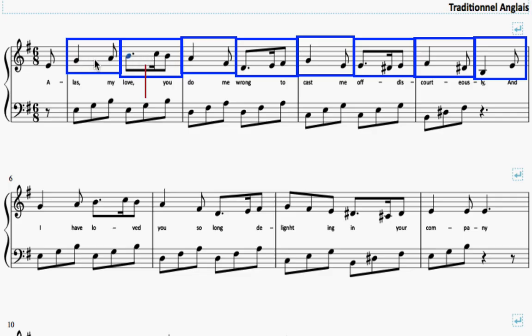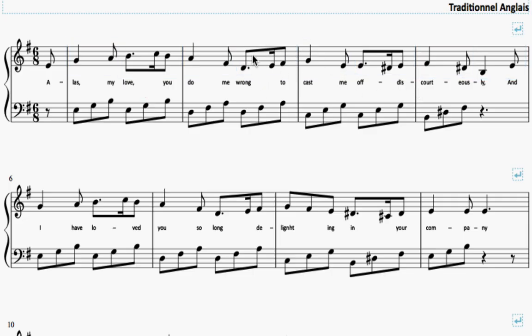1, 3, 4, ta, 6, 1, 3, 4, ta, 6, 1, 3, 4, 6. We don't have a ta here, so 6. So this bar is just 1, 3, 4, 6, and then it goes on. Okay? So it's kind of a tricky rhythm to read. You have to dissect it.